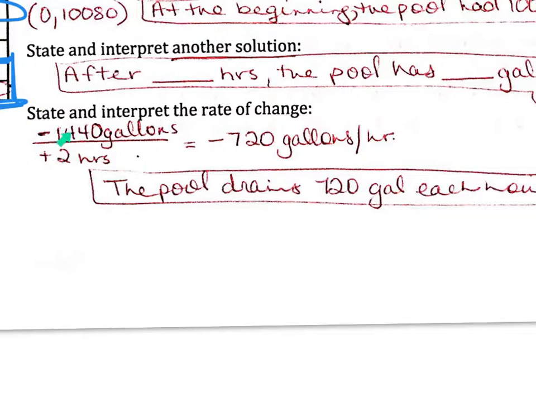So when I divide that or simplify, I get negative 720 gallons for every 1 hour, which means the pool drains. Drains because the value's negative. The pool drains 720 gallons each hour, or you could say for every 1 hour.